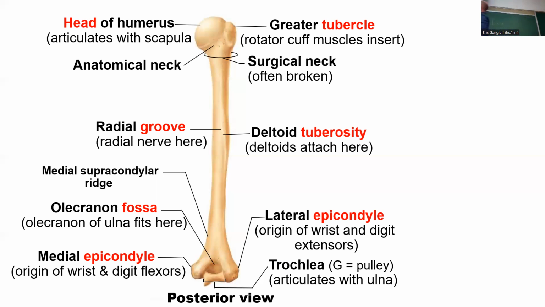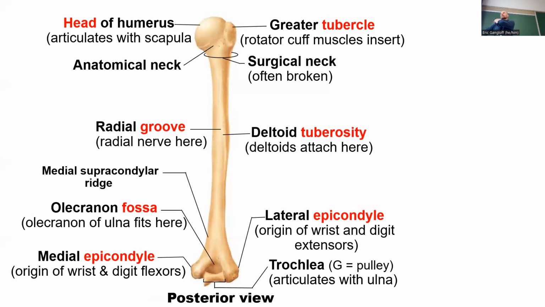Couple other features, we have a groove that runs down the length of the humerus called the radial groove. Basically your radial nerve sits along that groove. It's a little track, I'll call it, for that nerve that runs down there. We also have this part of the bone that sticks out a little bit, almost like a crest. It's called a tuberosity.